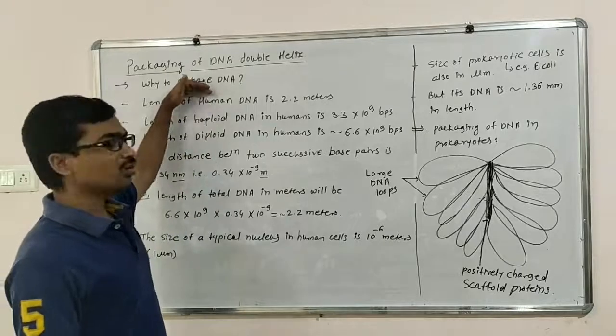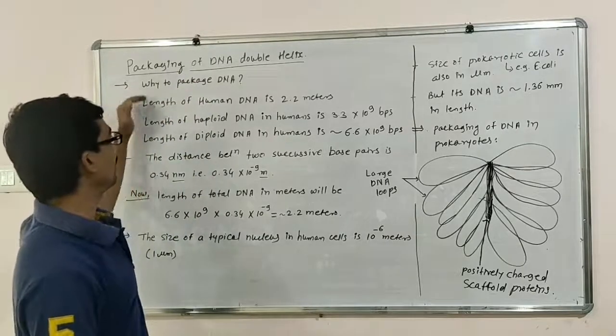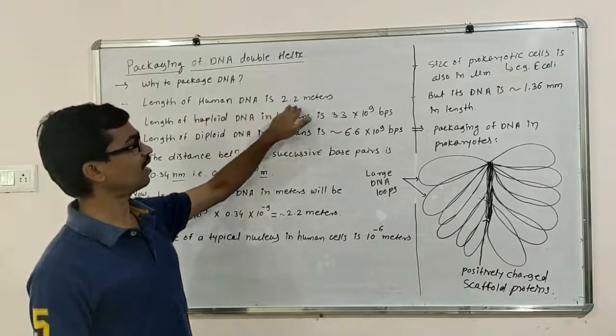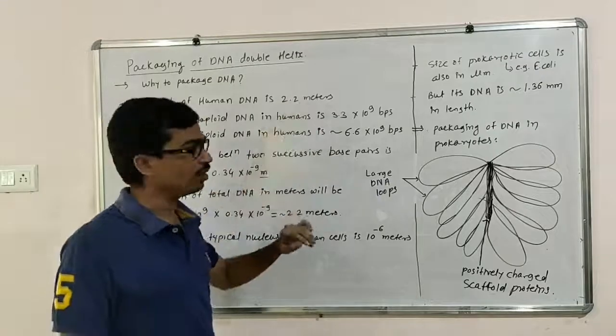To answer this, we will first have to study the length of the total DNA. The length of human DNA comes to be approximately 2.2 meters, if we take it into meters.